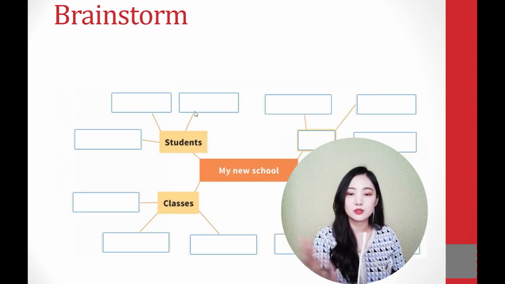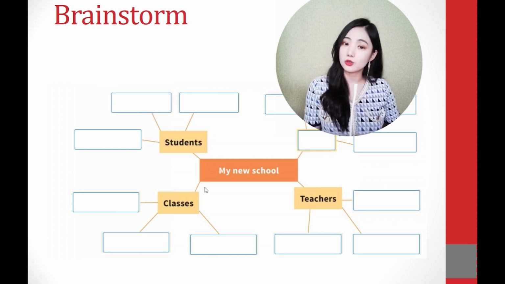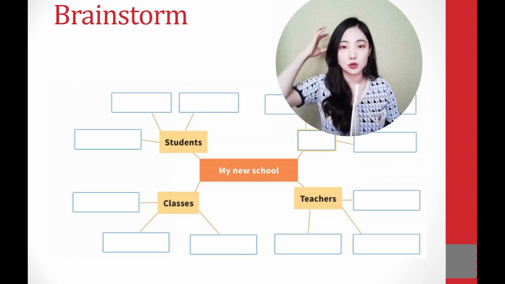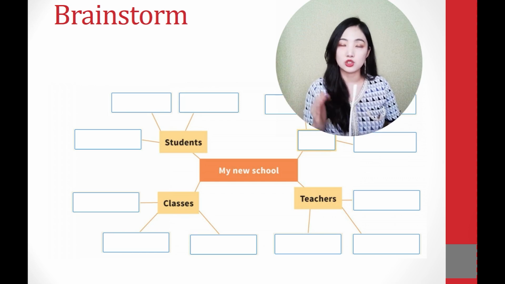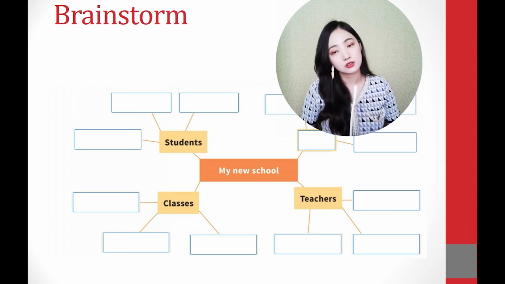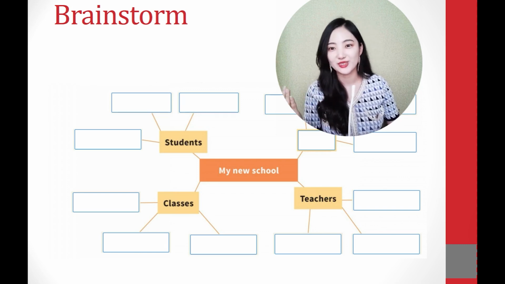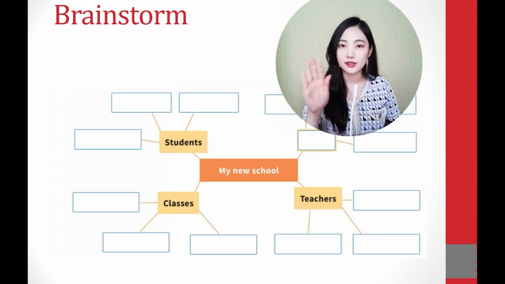Next one. So this is brainstorm. We also call it a mind map. So maybe here my topic is my new school. Okay. And what comes to my mind if I hear the words my new school? Maybe it can be students, classes, teachers, campus life, new boyfriend, new girlfriend. I don't know what comes to your mind, but when I hear my topic, my new school, a lot of different ideas and keywords come up.